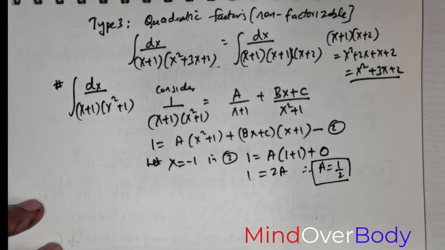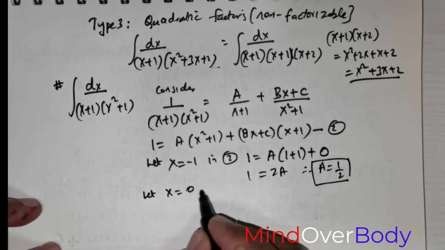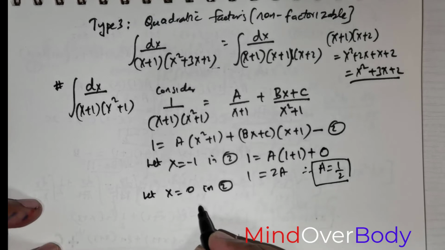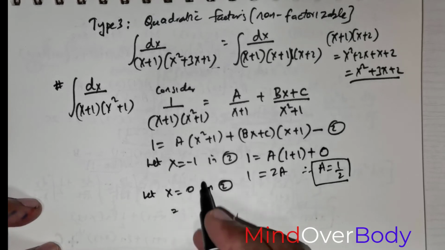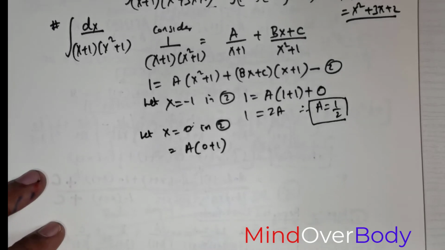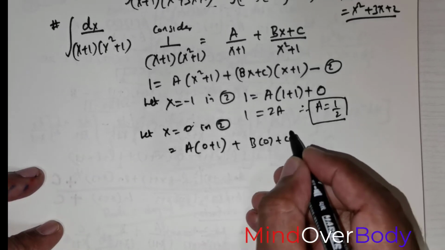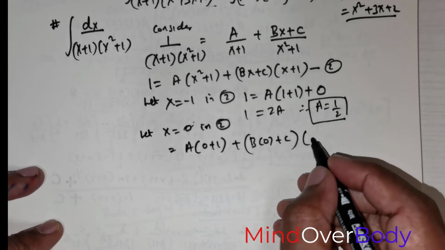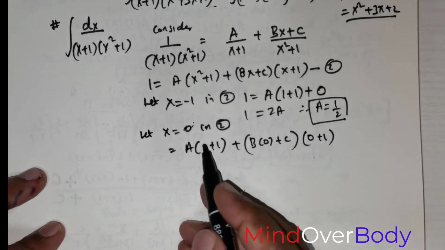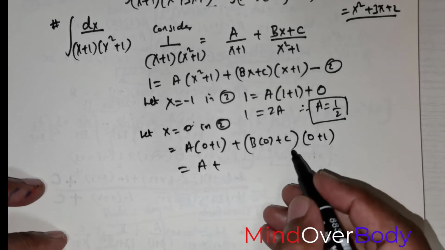Now to get the other two values, I would take x is equal to 0 in equation 2 again. This would mean I would have A of 0 plus 1, followed by B of 0 plus C of 0 plus 1. So I get an A here, B is already gone, but I have a C here.